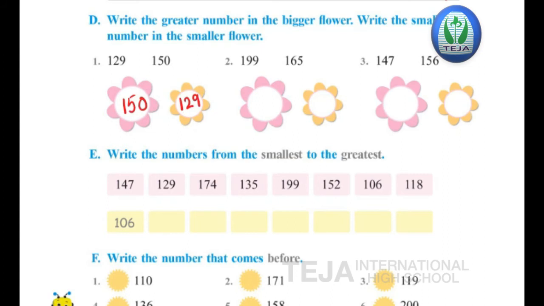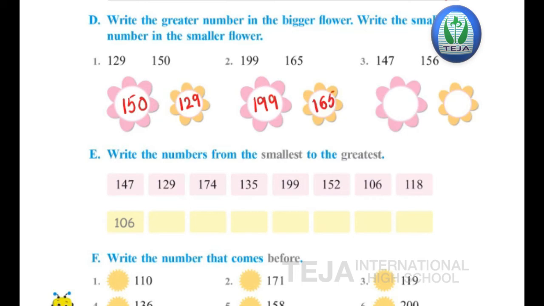Next, second question. The first number is 199. Second question is 165. Yeah, 199, 165. What is bigger number here? The first number is the bigger, that is 199. So we write it in the bigger flower. And 165 is the smaller number, so we'll write it in the smaller flower. Third question.